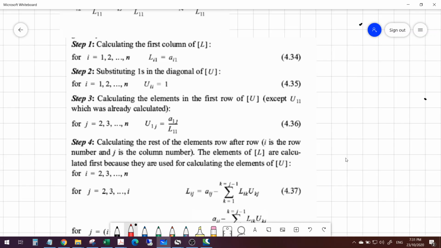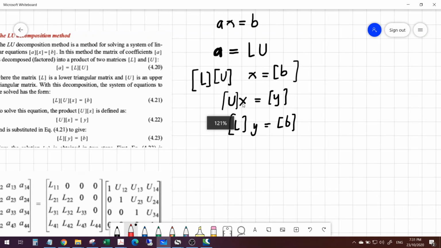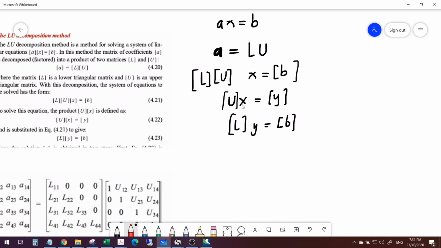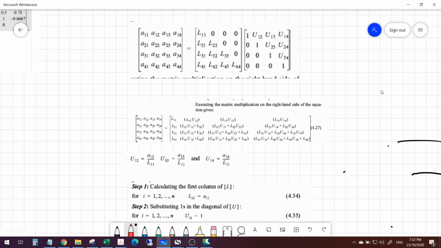And once you get the L and U matrix, you will now have this, right? If you have the L matrix and the B matrix is given from here, so Ly is equal to B. Therefore, we will be getting the Y matrix. Now, once you have the Y matrix, you will now get the X, or the unknown values, since you know already the U matrix and the Y matrix. Okay, so let's proceed with our sample problem.